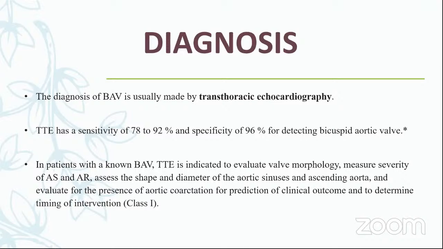In patients with known bicuspid aortic valve, transthoracic echo is indicated to evaluate the valve morphology, measure the severity of AS and AR, assess the shape and diameter of the aortic sinuses and the ascending aorta, and evaluate for the presence of aortic coarctation, and this is a class 1 indication.